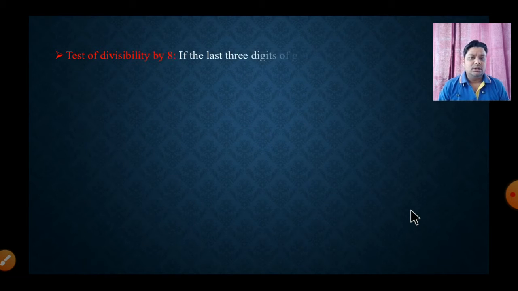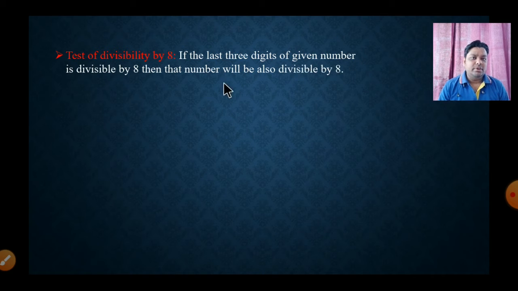Now the test of divisibility by 8. If the last three digits of a given number are divisible by 8, then that number will also be divisible by 8.